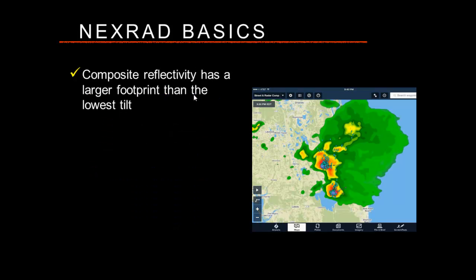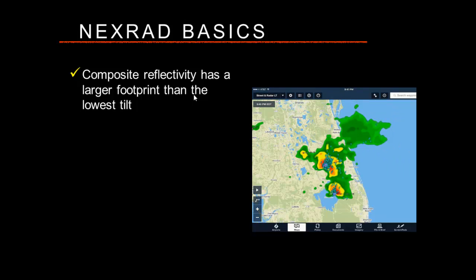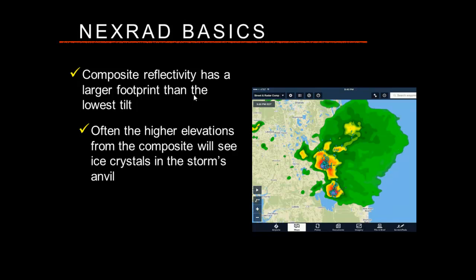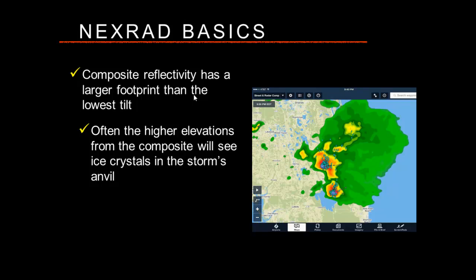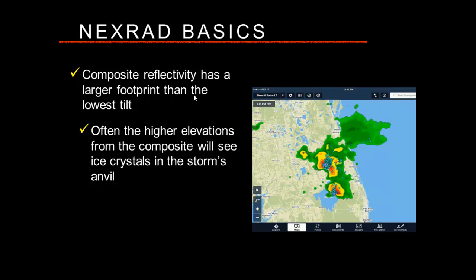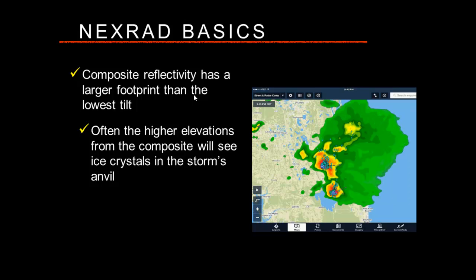It's also important to understand the differences between a composite and a base reflectivity, and that is composite reflectivity typically has a much larger footprint. So when you look at that, often it's looking at the higher elevations in the radar scans, and it's probably seeing some ice crystals in the storm's anvil, and that tends to reflect energy. But it also could be in some situations that you'll see some moisture that is being carried up and held up in higher elevations.